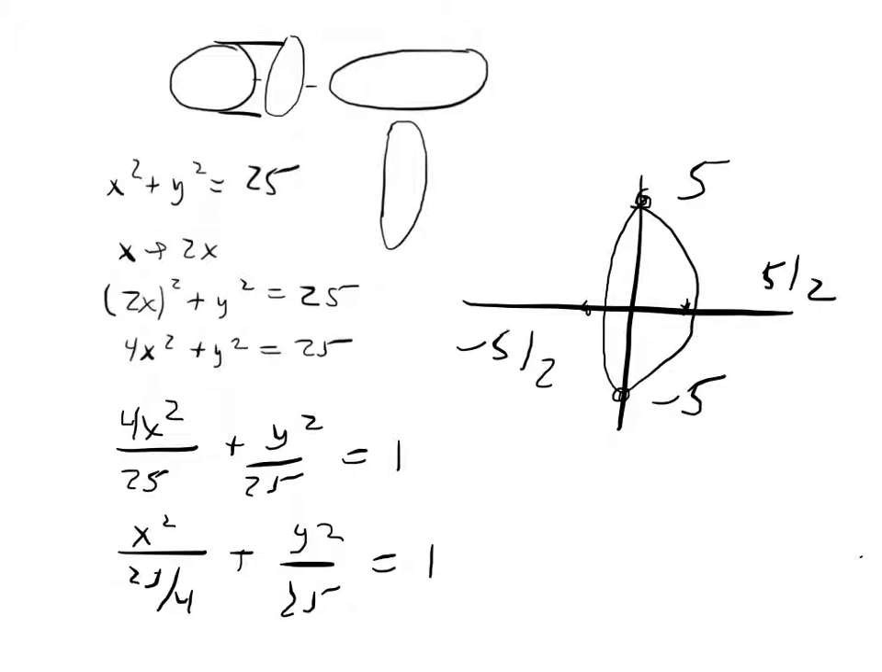And again, what's happened? Note that on your original circle, you had a radius of 5, and now x has come in from 5 to 5 halves and from negative 5 to negative 5 halves, indeed representing a horizontal shrink by a factor of 2. So an ellipse could be viewed perhaps as a horizontal shrink or stretch, or a vertical shrink or stretch, of a circle.